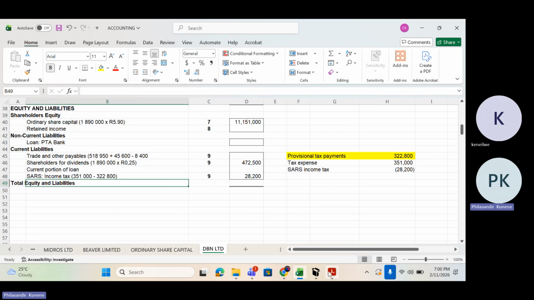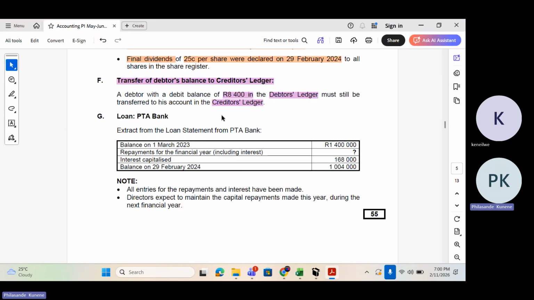Okay. Please, you must understand what is happening here, because a transaction like this can be very tricky. It is the transaction that is trying to deny you 100% in the exam, because they want to trick you with this one. It is a very practical scenario. When you're transferring from debtors' control to creditors' control, you must know that it is going to be a zero-zero. Actually, this transaction has no effect, because you subtract something on this side and you subtract it on the other side. Now let's deal with the loan.